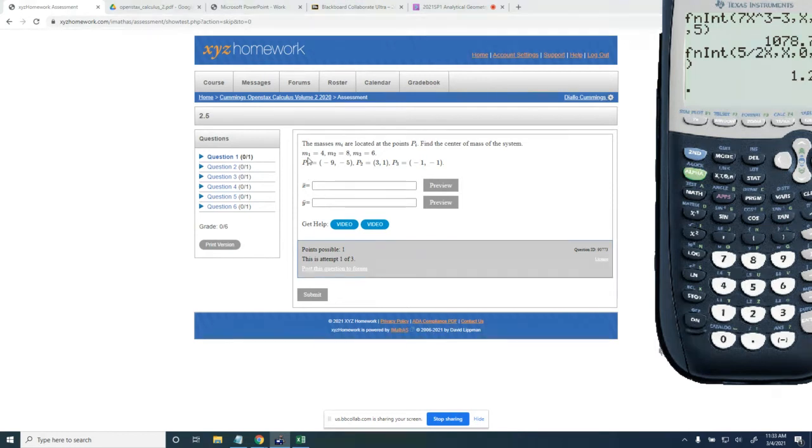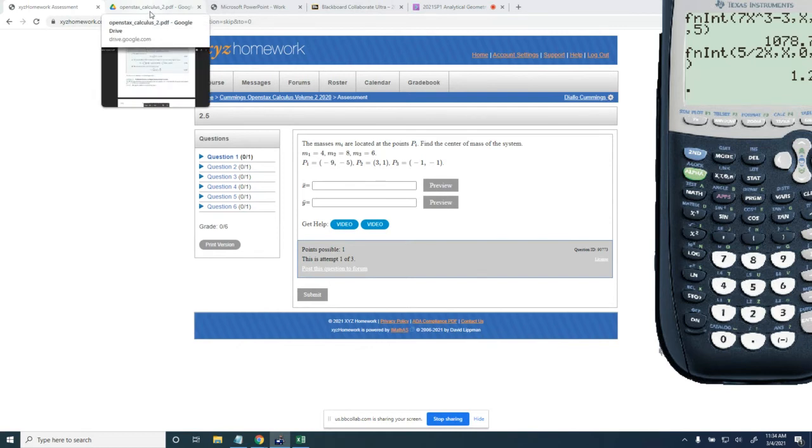The mass of object 1 is located at the coordinates -9, -5. The object of mass 2 is located on these coordinates, and the object of mass 3 is located on these coordinates. And what we're asked to find is the center of mass for this system.